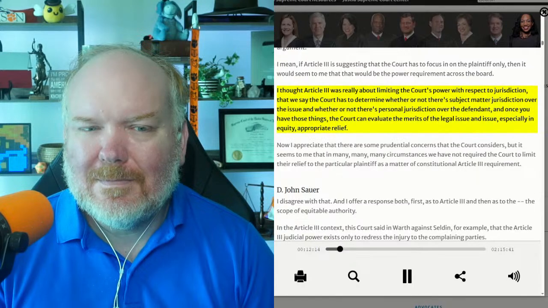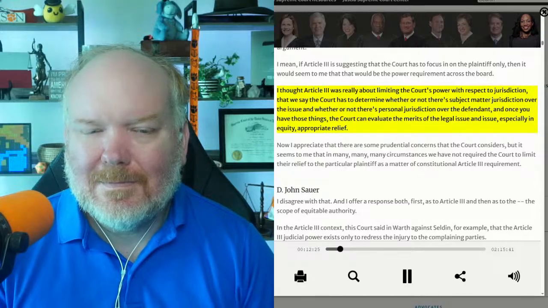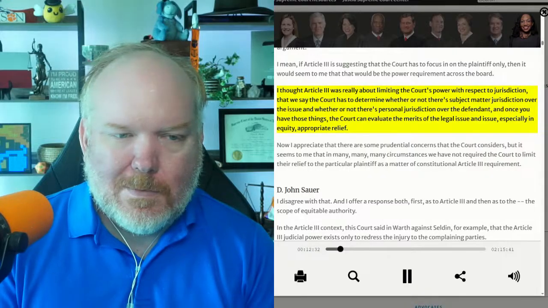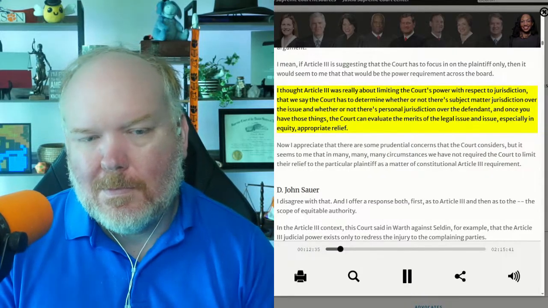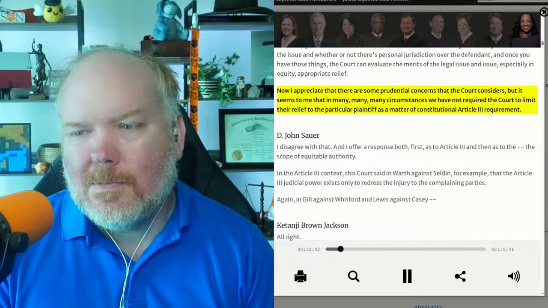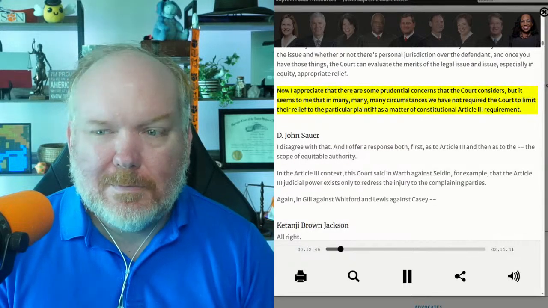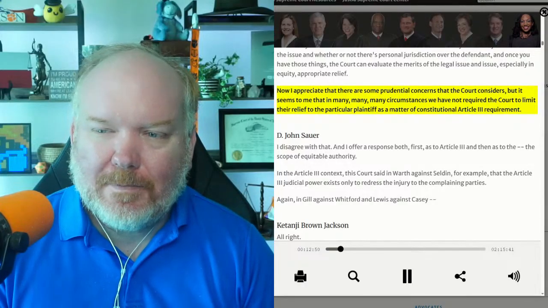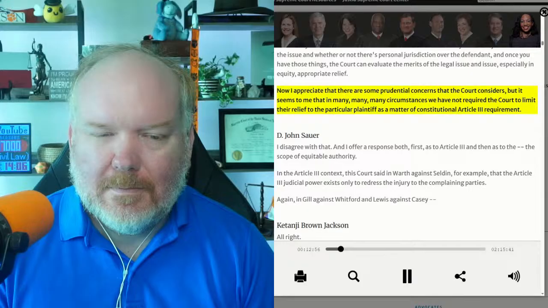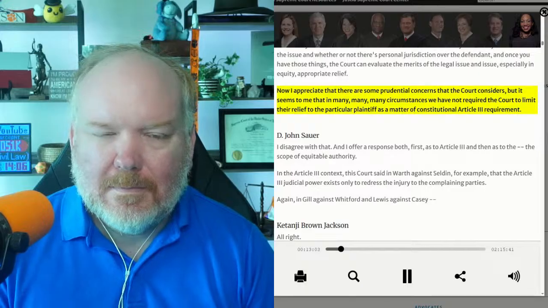I thought Article III was really about limiting the Court's power with respect to jurisdiction, that the Court has to determine whether or not there's subject matter jurisdiction over the issue and whether or not there's personal jurisdiction over the defendant. And once you have those things, the Court can evaluate the merits of the legal issue and issue, especially in equity, appropriate relief. Now, I appreciate that there are some prudential concerns that the Court considers, but it seems to me that in many, many circumstances, we have not required the Court to limit their relief to the particular plaintiff as a matter of constitutional Article III requirement.